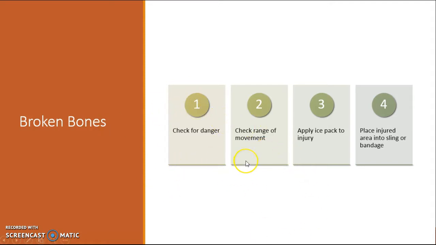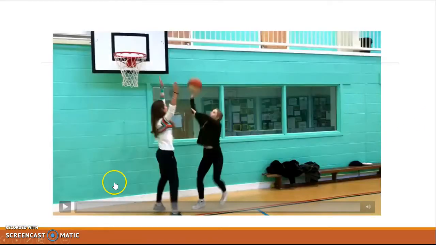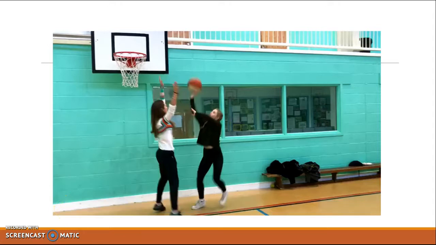The second thing, you're going to check range of movement at wherever the injury was. And then to help with inflammation and pain and swelling of it, you're going to apply the ice pack to the injury. And then obviously you're going to place the injured area into a sling or bandage and then send them off for proper medical care. And this is just an example of how this would happen during a sporting example here.